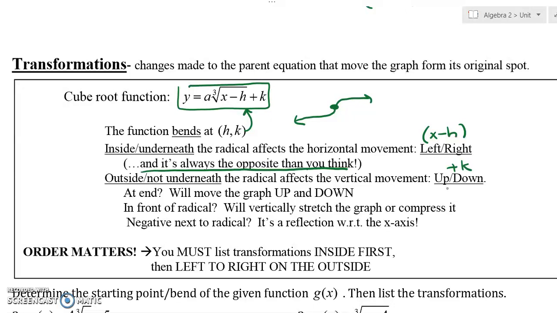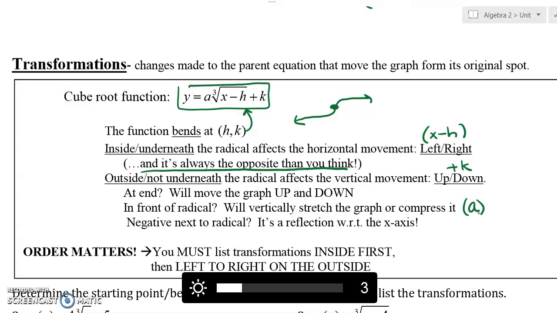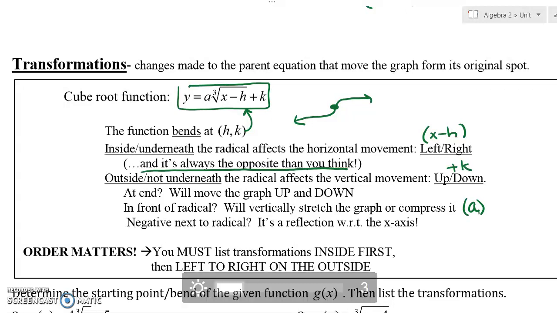And that will move the graph up and down. So that's the k part. In front of the radical, the a part is going to help us with the stretch or the compress. Sometimes we call it expand. The expand means the same thing, just so you know. And then a negative next to the radical is going to be a reflection with respect to the x-axis.